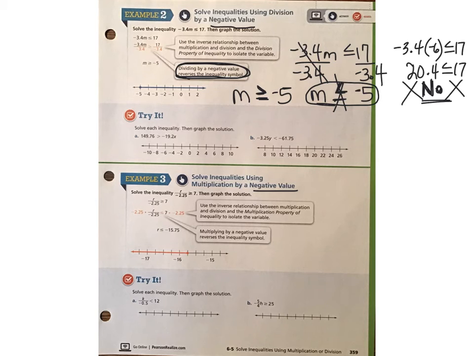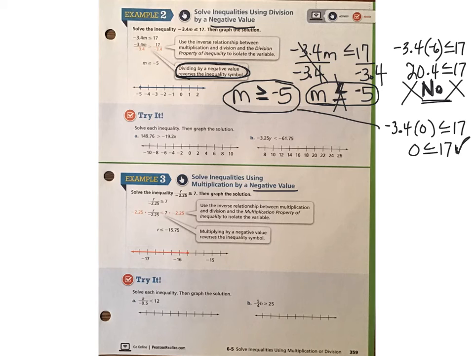So now look for a number that fits the description of m is greater than or equal to negative 5, such as, what if m is 0? Because 0 is greater than negative 5. So is negative 3 4/10 times 0 less than or equal to 17? And the answer is yes. 0 is a number less than 17, so that does work.